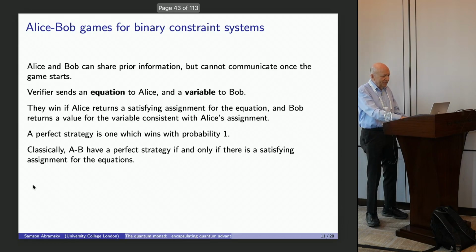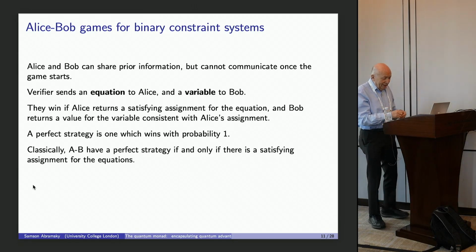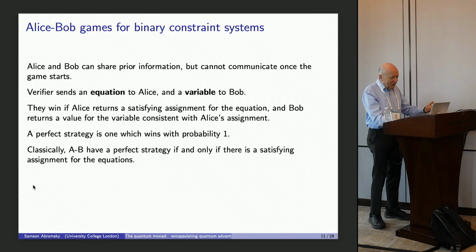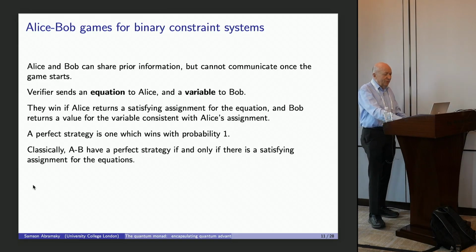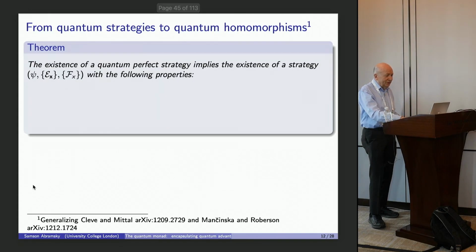Same kind of idea as we've just seen. Alice and Bob, in fact, is essentially the same as the homomorphism game that we've already considered. The verifier sends an equation to Alice and a variable to Bob, and the winning condition in these terms is that Alice returns a satisfying assignment for the equation, and Bob returns a value for the variable consistent with Alice's assignment. If you're familiar with these things, this is really a way of putting in the no-signaling condition. And the perfect strategy is one that wins with probability 1. So there's no classical strategy, but Mermin's construction shows there's a quantum perfect strategy.